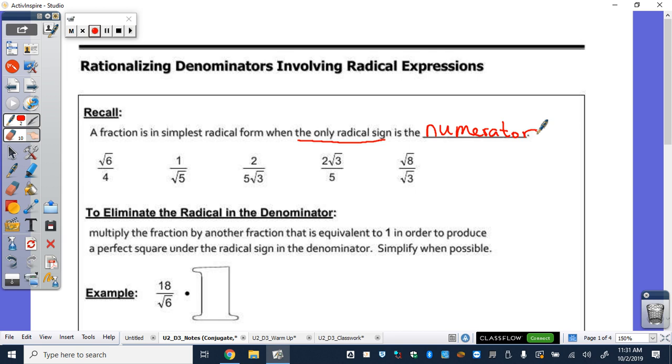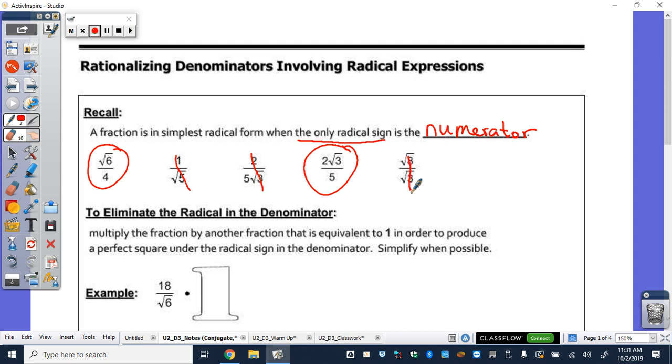So if we look at my examples down there, first one's okay. It's got the radical up in the numerator. How about that second one? Third one? No. Fourth one? Good. Last one? No. We cannot have that radical in the denominator.